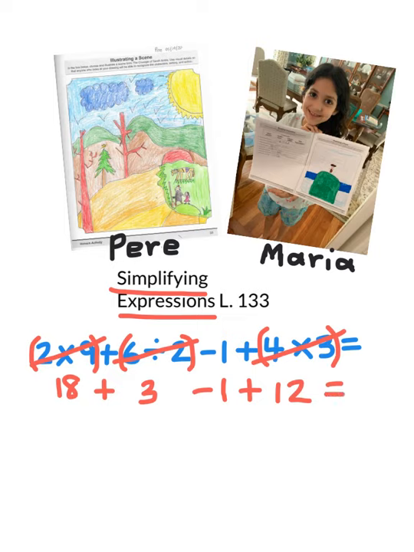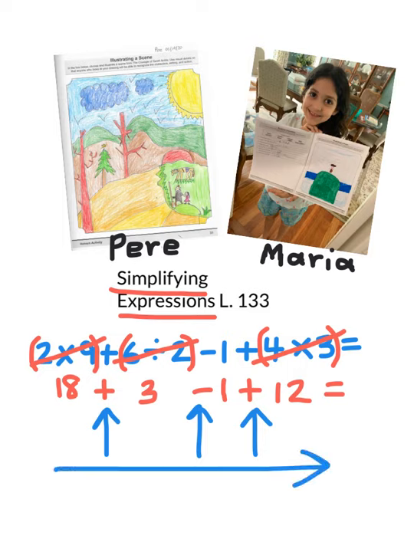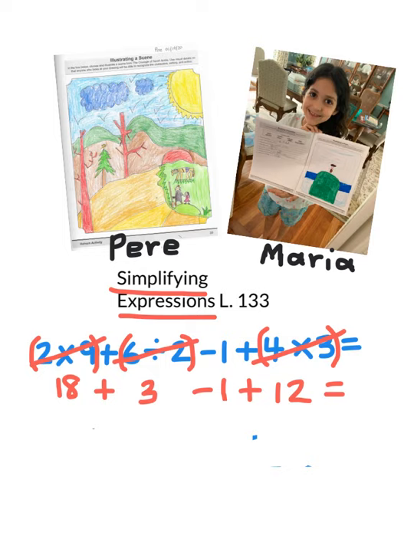Now you can see, boys and girls, that all the operations we have left are adding, subtracting, and adding. When we have all addition, subtraction, and addition left in the problem, then we simply go from left to right to complete the problem. Let's do that. 18 plus 3. 18 plus 3 equals 21. Let's cross that part out. Now, we still have to subtract 1 and add 12. So we brought that part down and this part down.